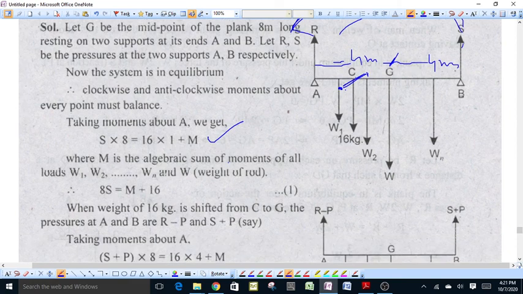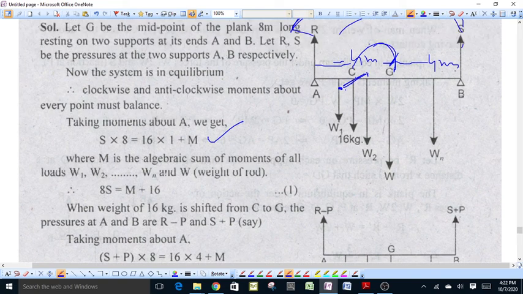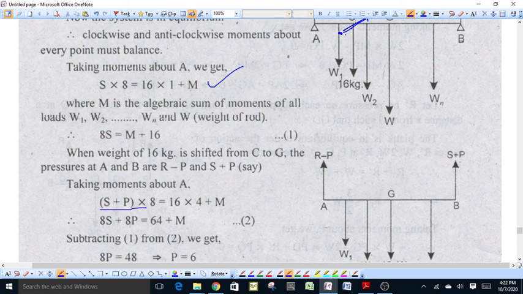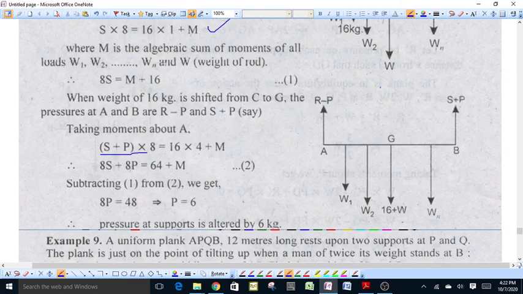Suppose, because the load is shifted from point C to G, there will be a decrease in pressure at point A. Suppose this becomes equal to R minus P, and the same pressure is added at point B and becomes equal to S plus P. Now taking moments about point A, the moment of force S plus P, which acts at point B, about point A will be S plus P into 8 is equal to 16 into 4, because now the 16 kg weight acts at point G, which is at a 4 meter distance from point A. Therefore, the moment of this force will be 16 into 4, and suppose M is the moment of all other forces which act on the different points on the plank.